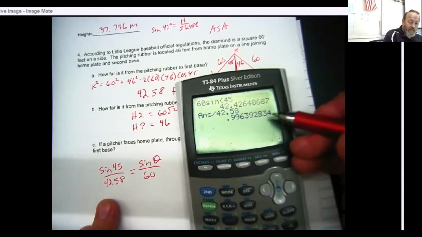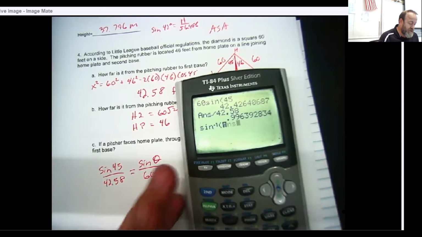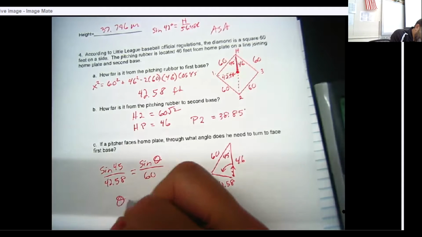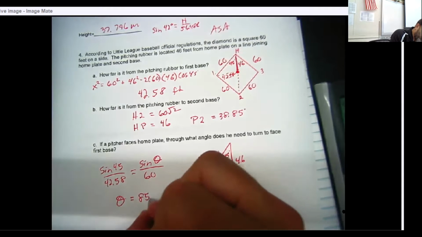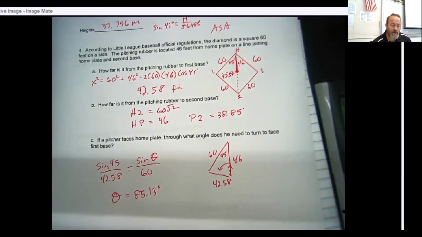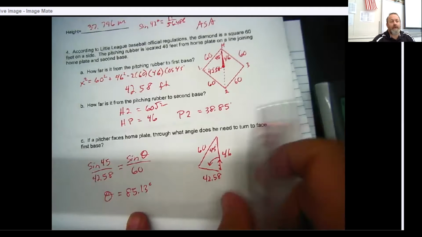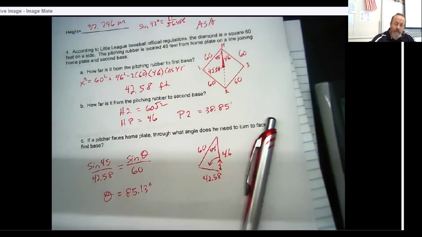I got a number very, very close to 1, which is kind of interesting. But if I take the inverse sine, I got 85 degrees. So theta is 85.13 degrees. Now, if the pitcher had been right in the middle, it would have been a 90-degree turn. But since they pulled back a little bit, they had a little bit under that 90-degree turn.